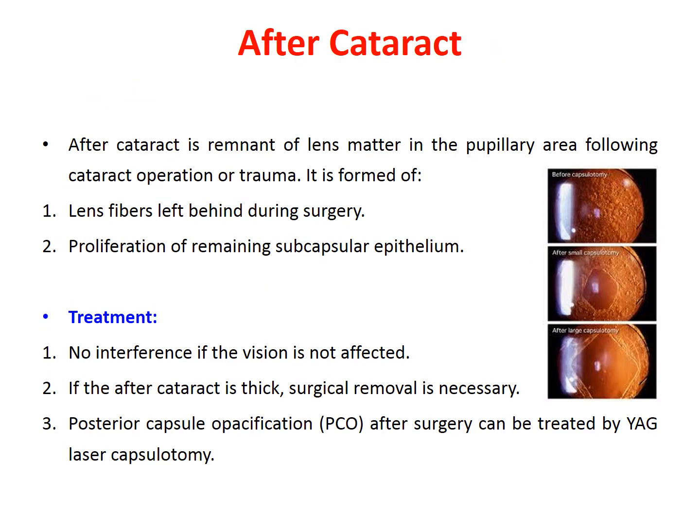Another term is after cataract. This means remnant of lens matter in the pupillary area following cataract operation or following trauma, either lens fibers or, more commonly, proliferation of the remaining subcapsular epithelium, causing what we called before posterior capsular opacification. In this picture, these irregularities are posterior capsular opacification, and this red color is the red reflex. What we have done here is YAG laser capsulotomy. We open the visual axis by YAG laser to regain vision and gain a clear visual axis.